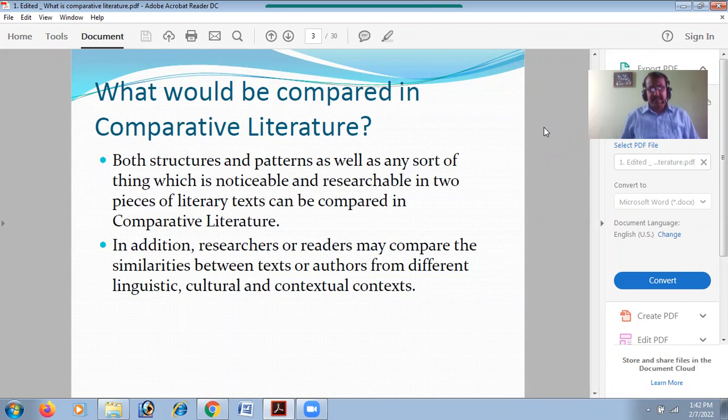a researcher may find similarities between two texts. As we have seen the names of two texts, The Tempest, written by William Shakespeare, and Our Tempest, written by M.E. Sejour. So there are similarities in their names. They are similar in name, a little bit different, but what other similarities can we find in those texts? And also similarities of two authors from different linguistic, cultural, and contextual backgrounds. So the similarities and dissimilarities of authors and texts, which are researchable, readable, and noticeable in two texts, can be compared in comparative literature.